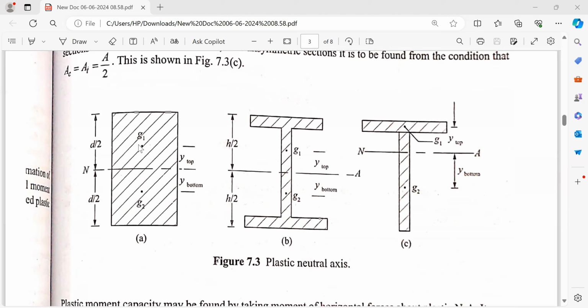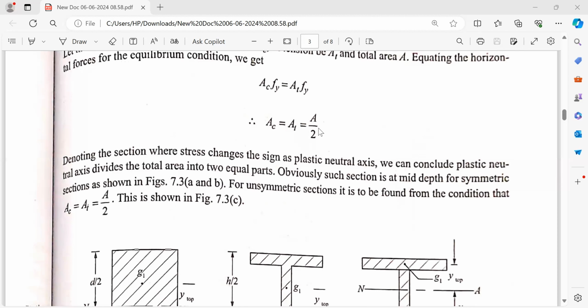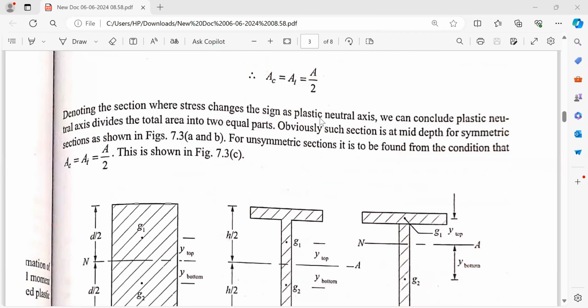So the distance from the neutral axis is y top, as given here, and this is the horizontal neutral axis. G2 is the CG of the tension zone, and y bottom is the distance from the CG of the tension zone to the neutral axis. So when AC equals AT equals A by 2, that is, the neutral axis divides the entire section into 2 equal halves, it is known as the equal area axis. So when a section has fully plasticized, you can represent the neutral axis as the equal area axis, because it divides the total area into 2 halves.